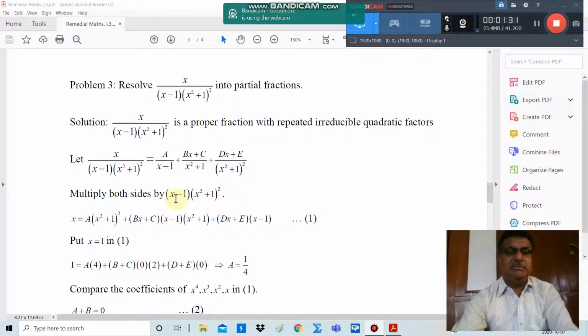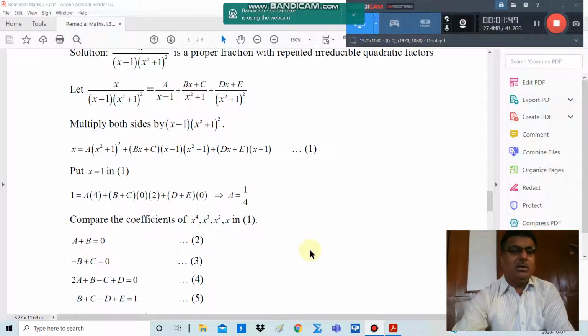Now the LCM is (x minus 1) into (x square plus 1) whole square. Now multiply this complete expression by the LCM, and after simplification we get this equation number 1. Now we have to find the values of a, b, c, d, these unknowns. If we put x equal to 1 in equation 1, we get the value of a, which comes out as 1 by 4.